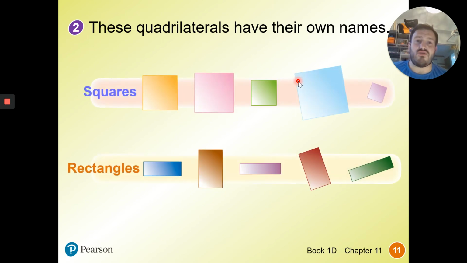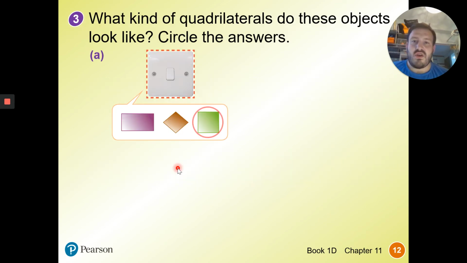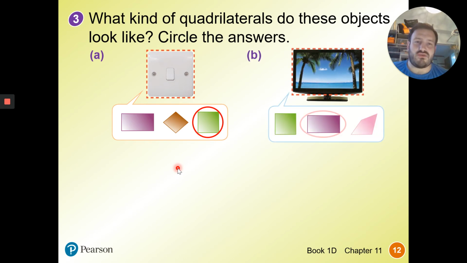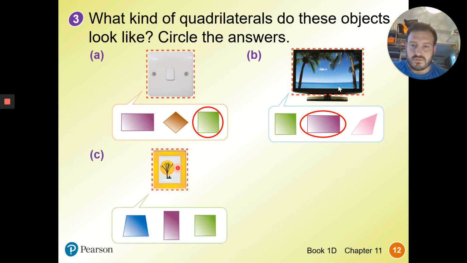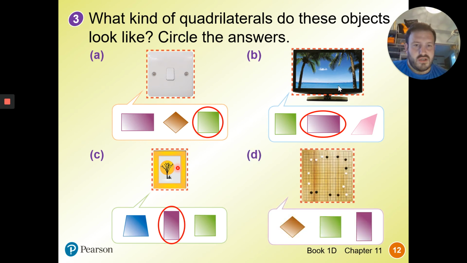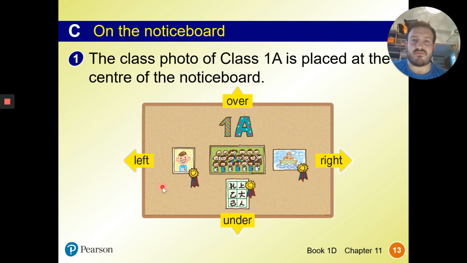But these quadrilaterals are special. They have their own names. You've got squares, which are all the same size and all the same angles. Rectangles, which have two the same sizes. These are special quadrilaterals. They like to be given a special name, okay? So we can recognize if they're the same length, it is a square. And if it's longer on one side and shorter on the other, it's a rectangle.